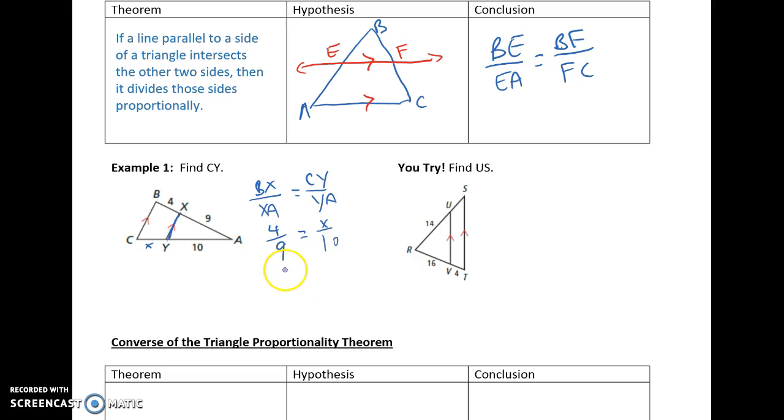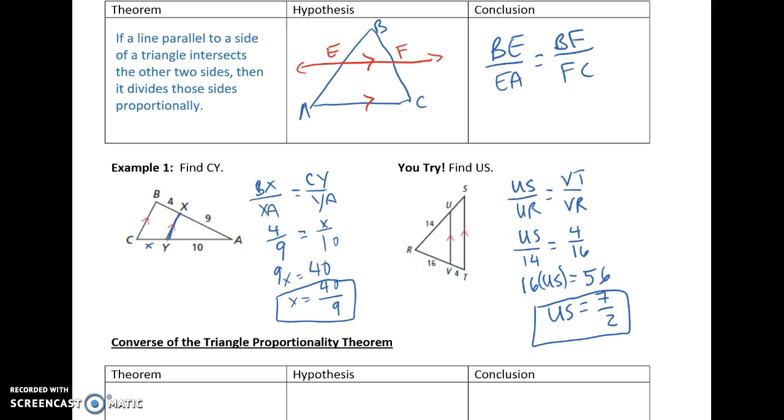And then you guys know how to cross multiply and solve. So feel free to leave your answer as a fraction. So I'm going to get 40 over 9. All right. You guys go ahead and try that try problem. Go ahead and find that US for me.